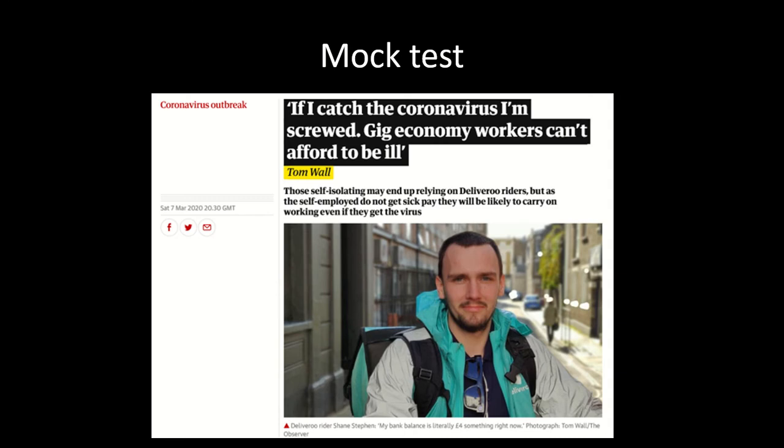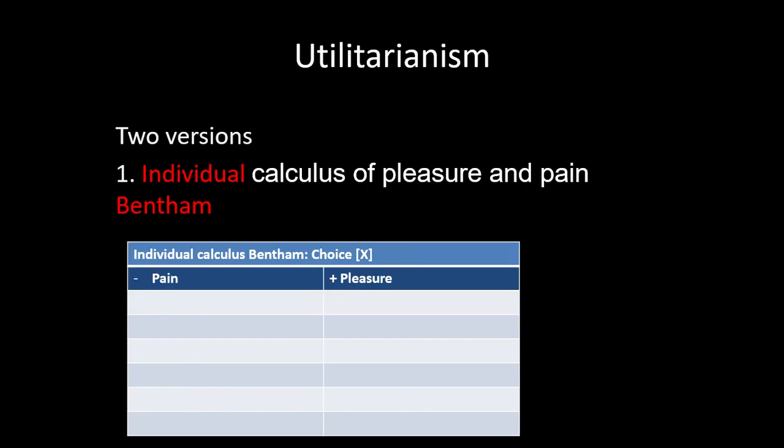So how would that work in the mock test? The guy that's falling ill needs to make a decision whether to stay home, not being able to cover the expenses, or going to work, jeopardizing public health, infecting other people, possibly with the coronavirus. In that case, it would boil down to an overview like this. At the test, you can make a table like this. It's highly recommended. You put on top individual calculus Bentham.